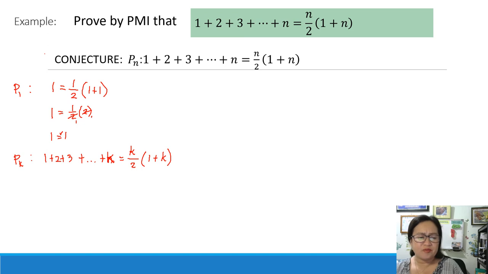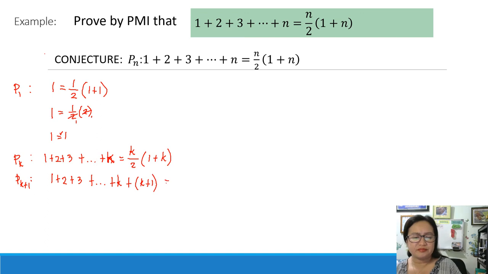Now, remember our proof of induction. We have p sub k plus 1, which is equivalent to 1 plus 2 plus 3 plus and so on and so forth plus k plus the quantity k plus 1. Now here we have k plus 1 all over 2, times 1 plus k plus 1.